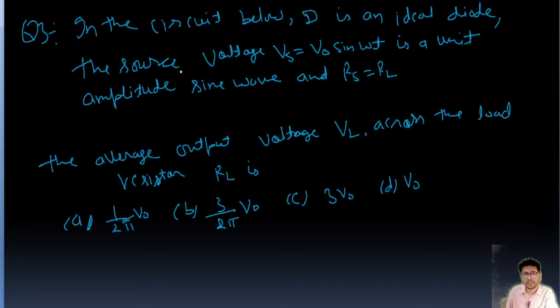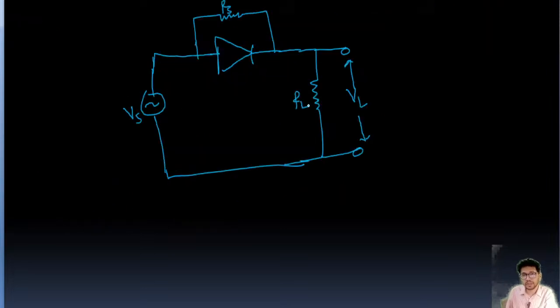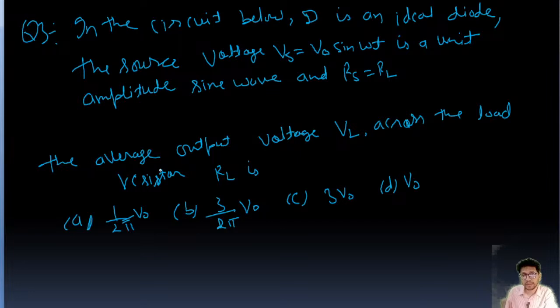In the circuit below, D is an ideal diode, and the source voltage Vs equal to V naught sine omega t is a unit amplitude sine wave, and Rs equal to RL, right? So this is the figure. This is Rs, this is RL. These are equal. This is ideal diode D. Very good question. You need to find out the average output voltage VL across the load resistor.